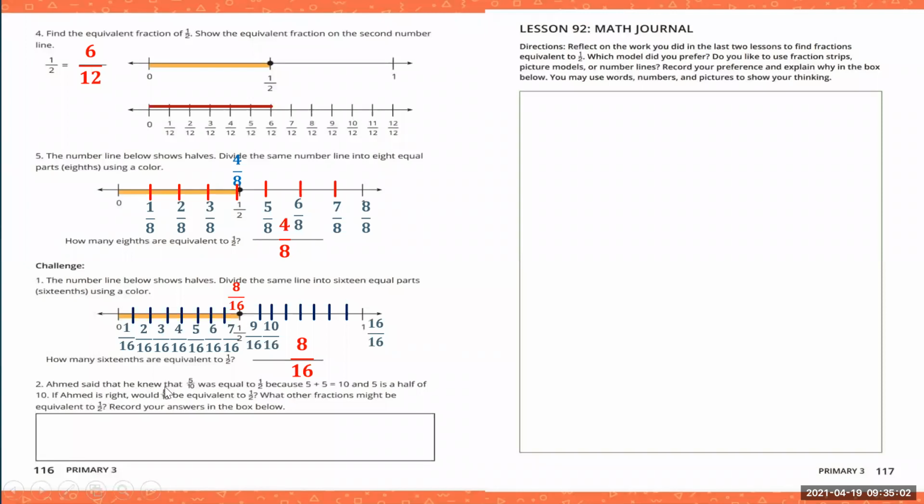Number 2, Ahmed said he knows that 5 over 10 equals half because 5 is the half of 10. So 5 over 10 equals half. Now if Ahmed is right, would 8 over 16 equal half? Yes, because the half of 16 equals 8. If we divide 8 by 8 we get 1, and 16 divided by 8 gives 2.